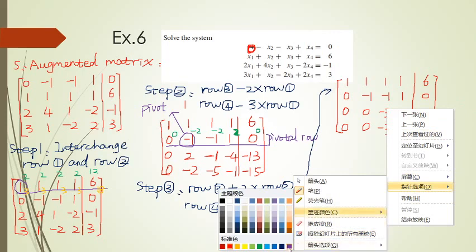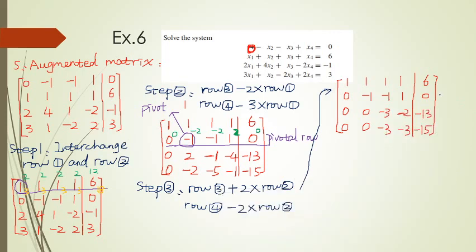But are we done? Is the coefficient matrix in strict triangular form? It's not, right? We need to make this A43 become 0. So we will choose this one as the pivot row, the new pivot row. And this minus 3 becomes the new pivot, right? Pivot.